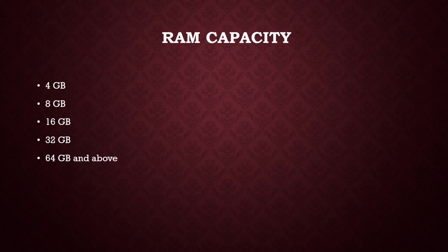RAM capacity: what may be the capacities of RAM? 4 GB, 8 GB, 16 GB, 32 GB, 64 GB, and above are also there. When you go to buy a phone, we check the memory card and storage in GB, right? But RAM also has a certain capacity in GB: 4 GB, 8, 16, 32, and more than that. With modern technology, larger numbers of GB are available in the market.